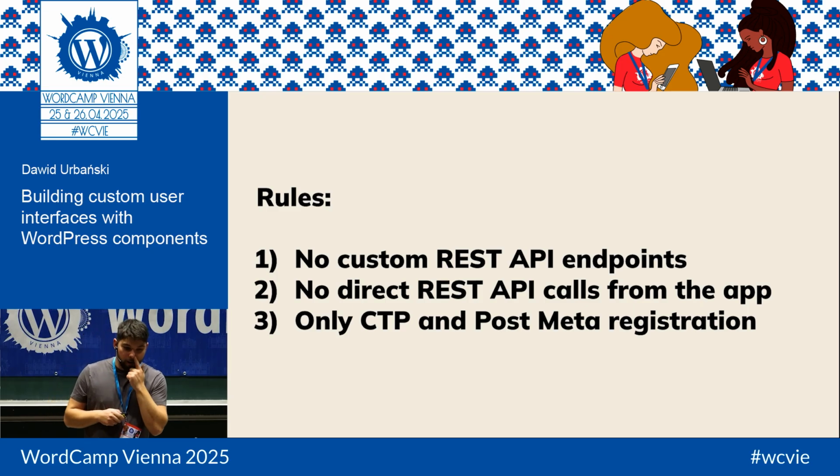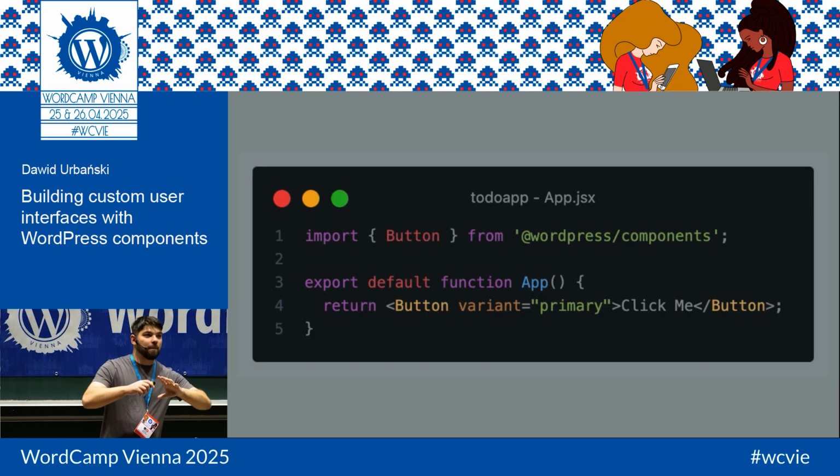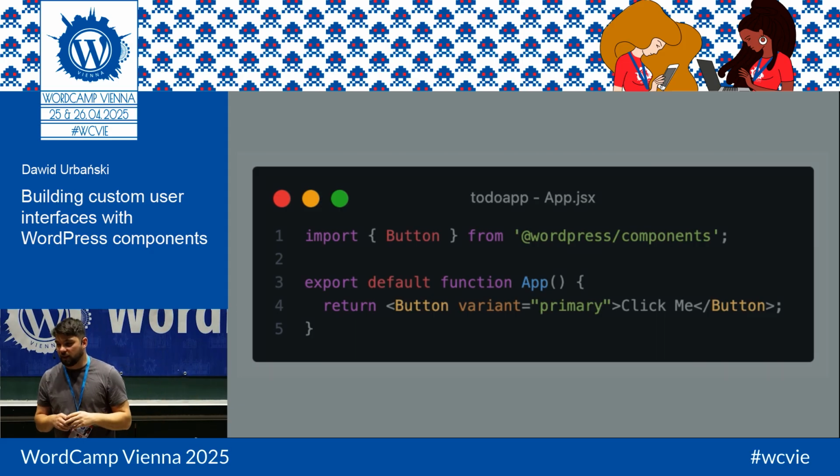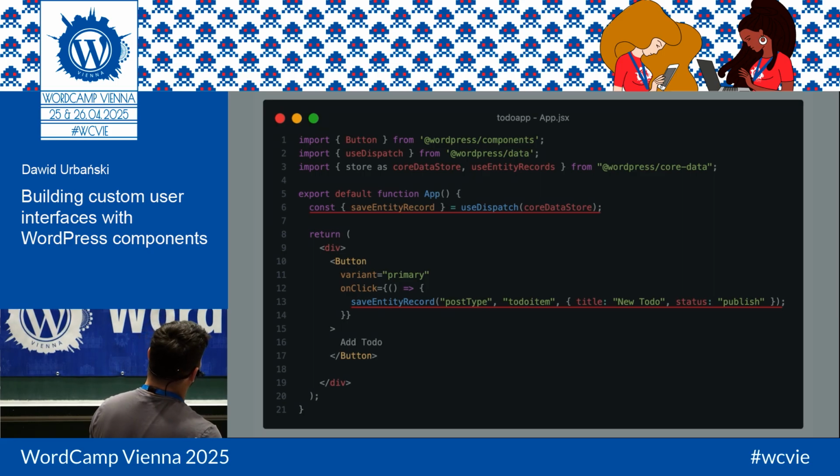So if we go back to our app, now we will have some more code, but bear with me. I try to simplify it as much as possible for the sake of this presentation. So we change it from what we have now to this. A little bit more code, but what we do is we have our button that was here, but now we have something happening on click of this button. And what we do is we save entity record, post type to do item, and for now, I just hard coded the type new to do and already that is published in the database.